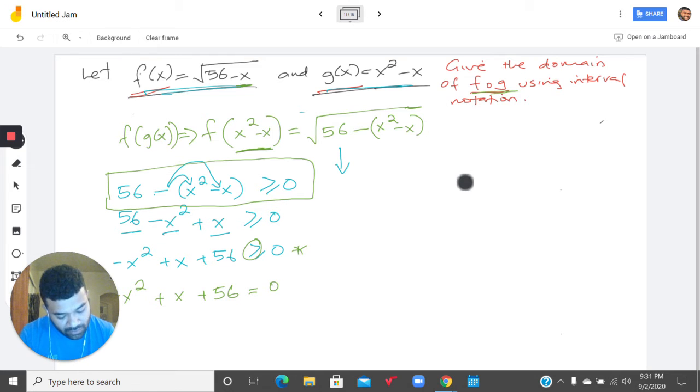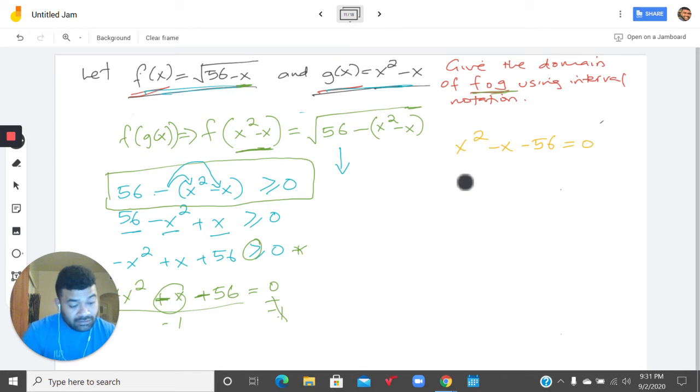So I'll just divide the whole thing by negative 1. On the other side it will be just a 0. And so a negative will cancel from here. This x will become a negative, and this 56 will become a negative, because any positive number divided by a negative gives you a negative. So my new equation is going to be x squared minus x minus 56 is equal to 0.